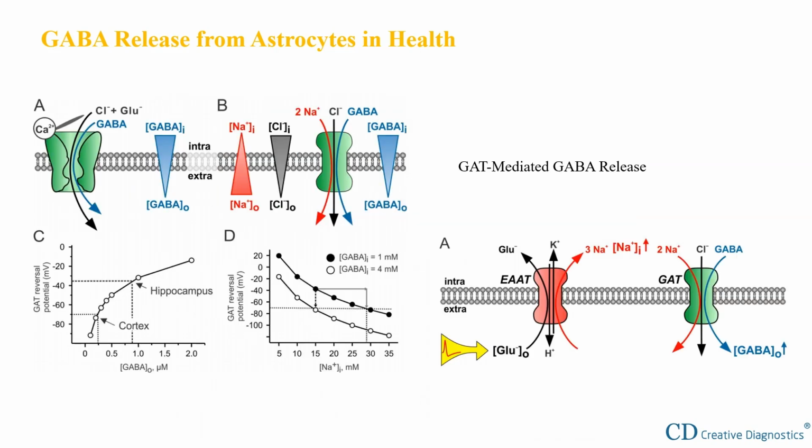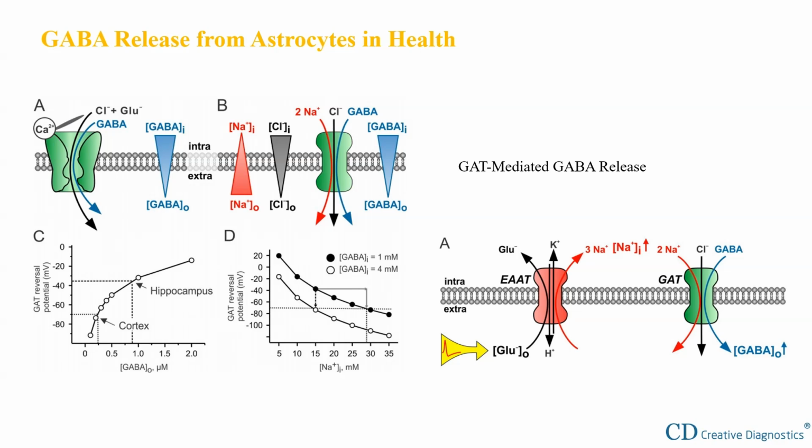In the classical view, GABA transporters, GATs, remove GABA from the extracellular space. During GAT-mediated uptake, one GABA molecule is co-transported with one chloride ion and two sodium ions. Because GABA is mainly a zwitterion at physiological pH, this transport process is electrogenic. Studies have found that the GAT transport process can reverse, known as the reverse mode, releasing GABA instead.